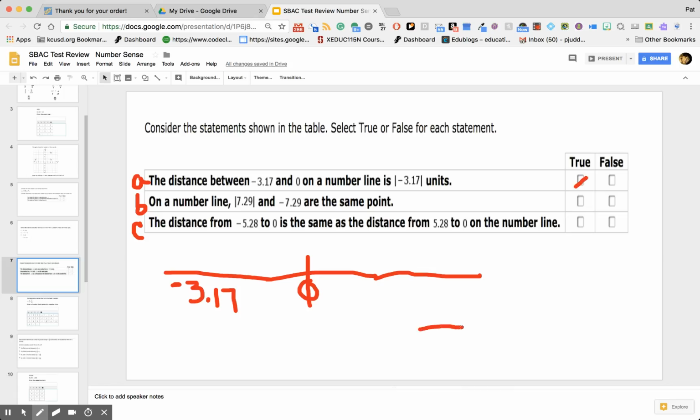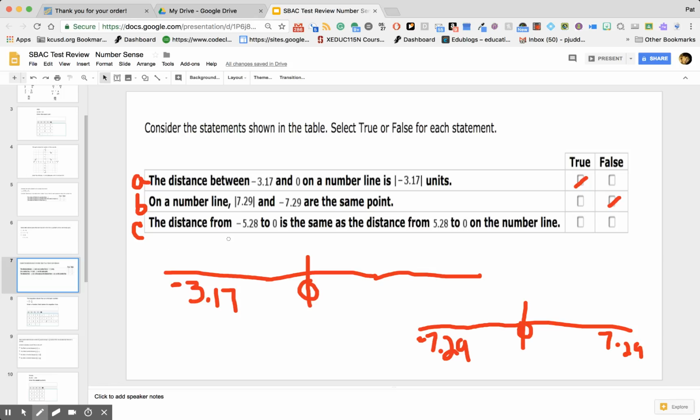On a number line, 7 and 29/100ths, here's 0. So I'm going to put 7 and 29/100ths. And -7 and 29/100ths are the same point. Well, they're the same distance from 0, but they are not the same point.